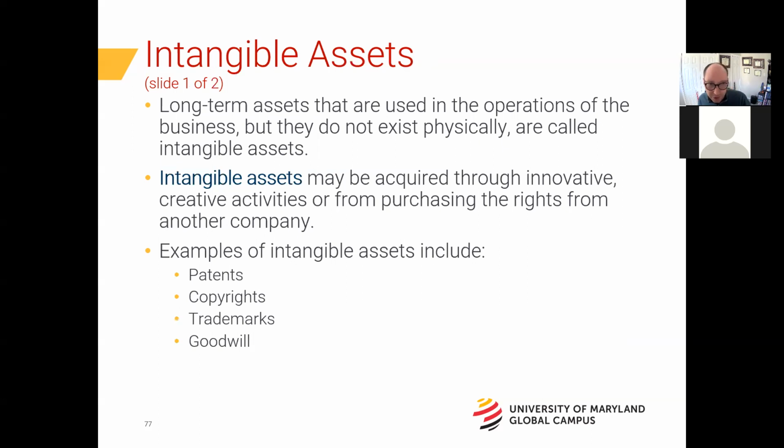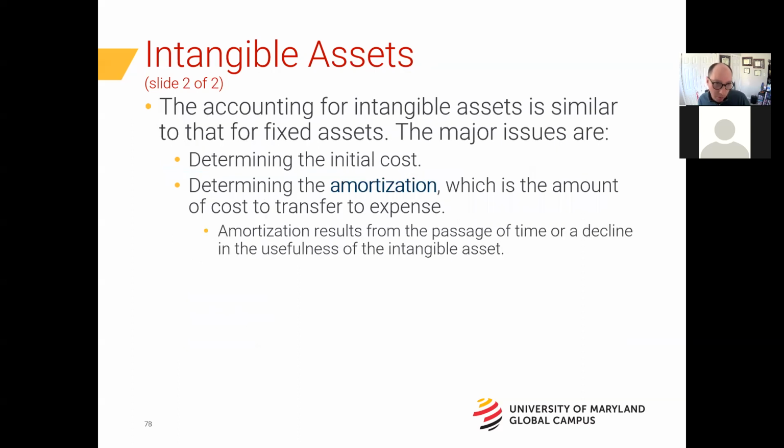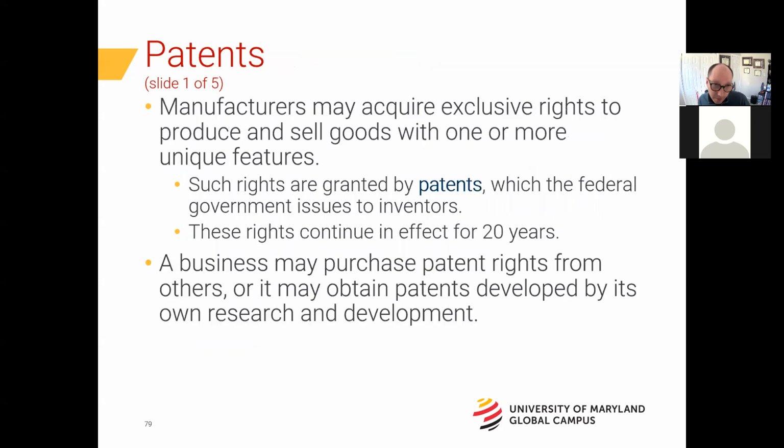What about intangibles? Some long-term assets are considered to be intangible. Intangible means you cannot physically touch it. That would include things like patents, copyrights, trademarks, or goodwill. Instead of depreciating these types of things, we typically amortize them. We determine the initial cost, determine the amortization schedule, and transfer to expenses. Amortization is expensed out over time.